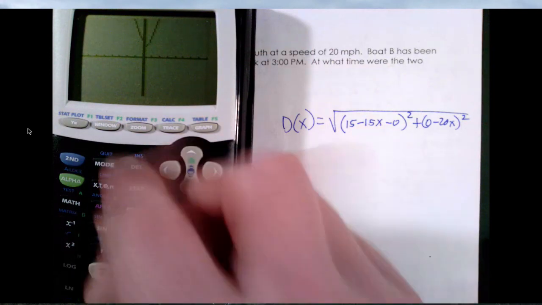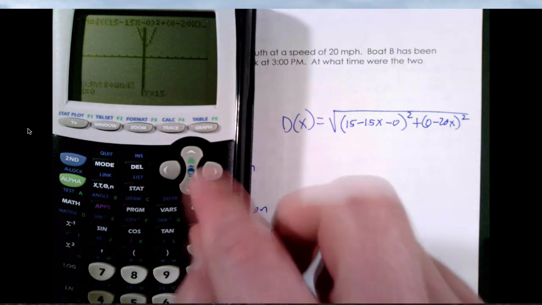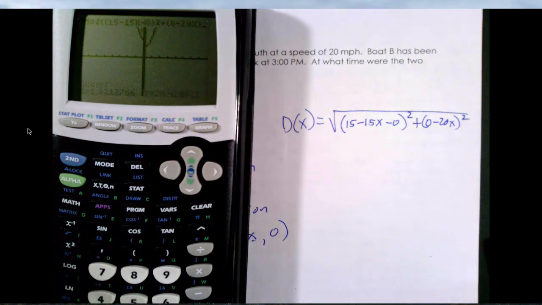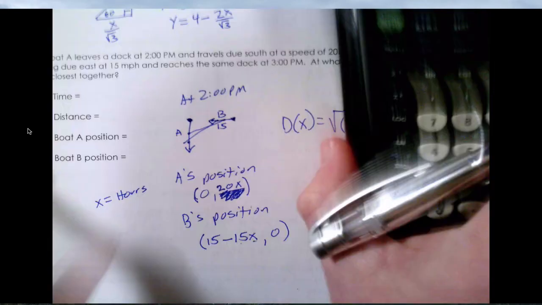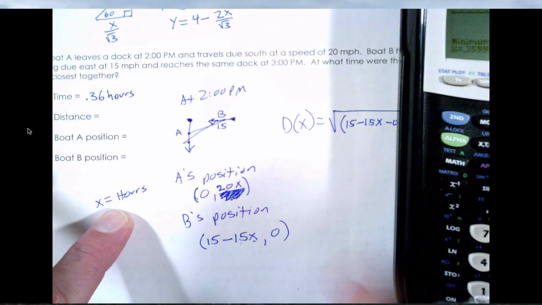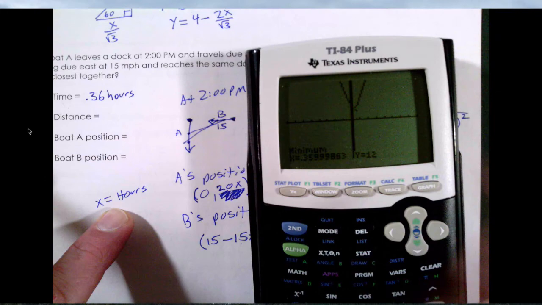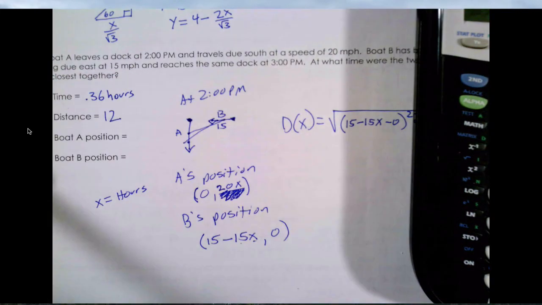In order to find a minimum, I go to calculate, minimum, make sure I surround the min, and answer. So I have 3.6 and 12. The x value is the hours, actually 0.36 hours. The distance away at that time is 12. Let's see, where's boat A at that time? Where's boat B at that time?